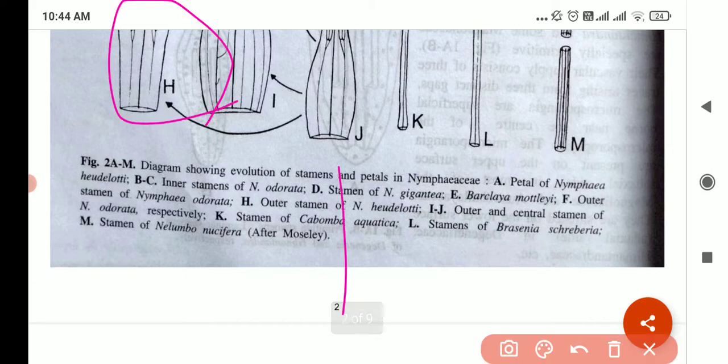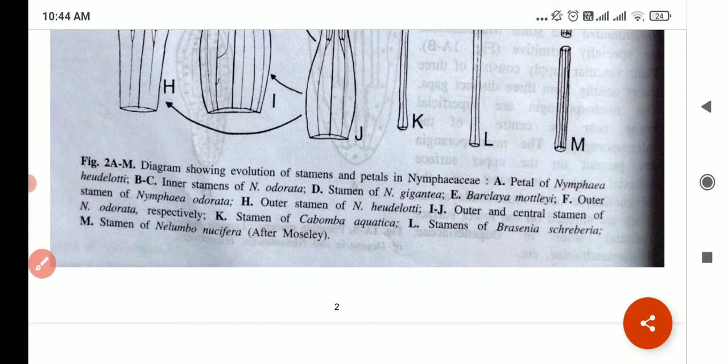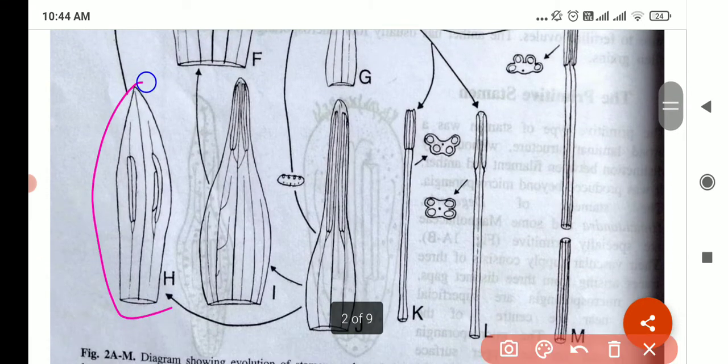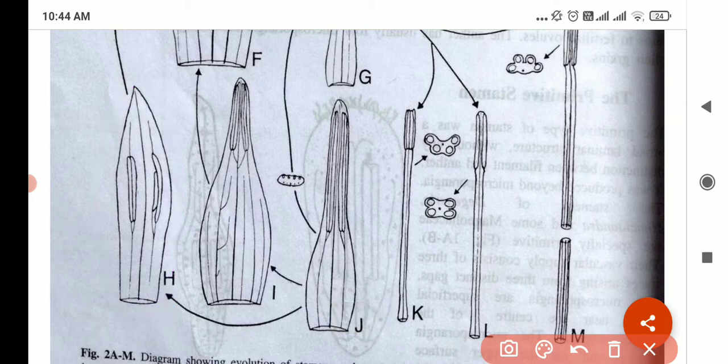Then again, the outer stamen of N. hudsoniana. This is H. So H, I'm seeing it's down here. Again very much similar to the primitive one.